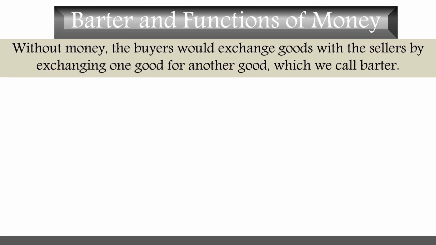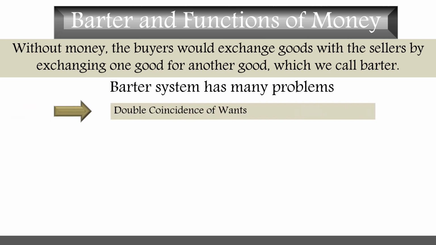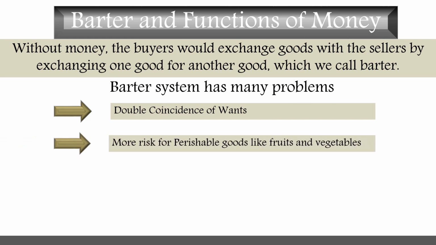Without money, the buyers would exchange goods with the sellers by exchanging one good for another good, which is called a barter. Unfortunately, barter has many problems. Number first problem is barter suffers from a double coincidence of wants. For example, if you produce shoes and want to drink a Coca-Cola, then you search for a person who produces Coca-Cola and needs shoes. Thus, you need to search for a person who wants the opposite of you, which could take a long time.